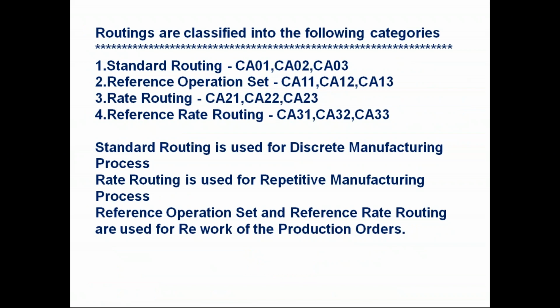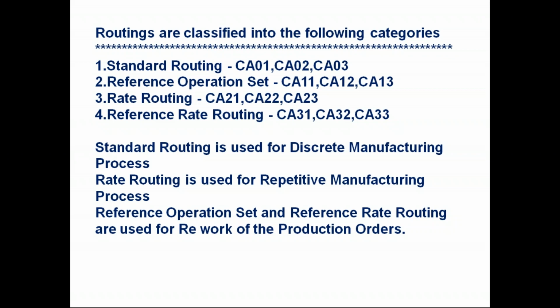These routings are classified into different categories. The standard routing: the transaction code is CA01, 02, 03, that is create, change, and display. Reference operation set: CA11, 12, 13, create, change, and display. Rate routing: CA21, 22, 23, create, change, and display. Reference rate routing: CA31, 32, 33, create, change, and display.